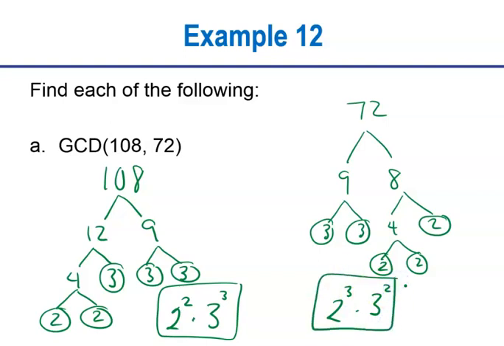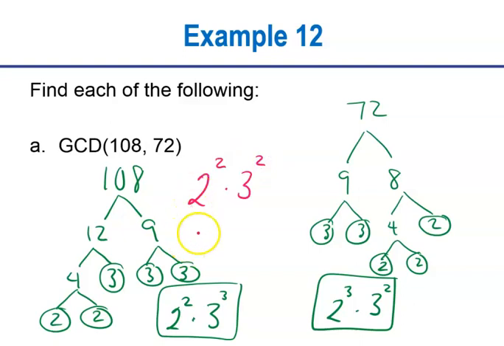Now the rules are, remember, you need each prime factor to the lowest exponent. Okay, so 2 shows up twice, or 2 squared. Here 2 shows up 3 times, or 2 to the third. The lowest of those is 2 to the second. The 3's, you have 3 to the third for 108. I have 3 to the second for 72. So I need the lowest of those, which is 3 to the second.